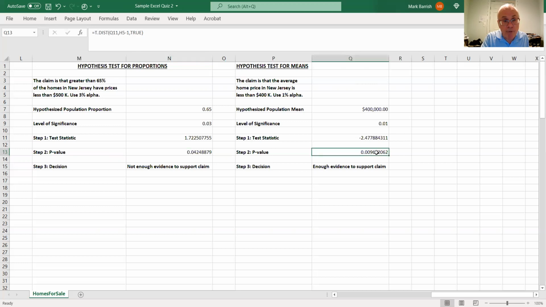And the same thing over here. If this is a left tail here that we ended up with, and again, if this was a two-tail situation, in other words, if the claim was that the average home price in New Jersey is different than 400,000, we would have put parentheses around this whole thing and multiplied it by 2. So that's what we do if we have a two-tail test.